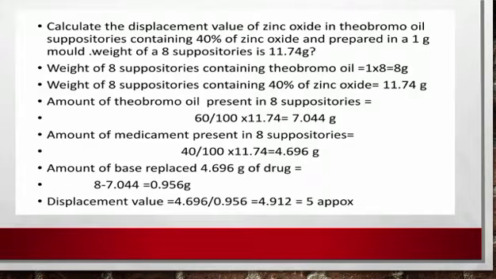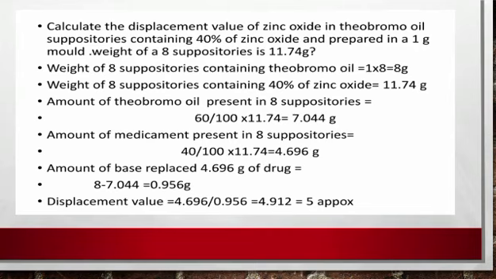Now there is a problem: calculate the displacement value of zinc oxide in theobroma oil suppositories, which contain 40% of zinc oxide, prepared in a 1 gram mold. The weight of 8 suppositories is equal to 11.74 gram. Theoretically we have to take 1 gram of mold, so 1 into 8 is equal to 8 gram. The weight of 8 suppositories which contain 40% of zinc oxide is given as 11.74 gram.